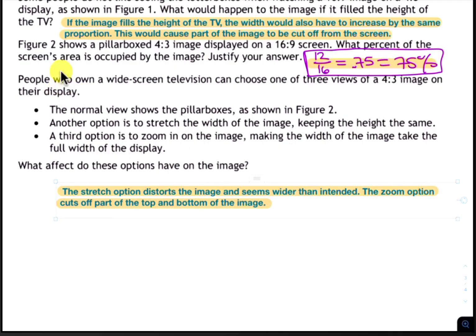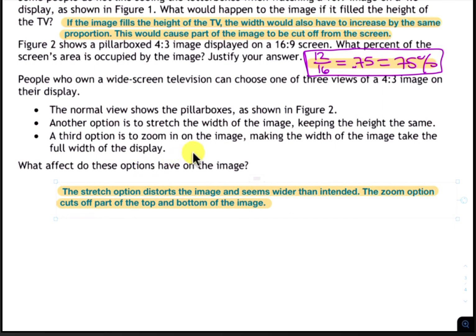And then we have a follow-up question. It says people who own a widescreen television can choose one of 3 views of a 4:3 image on their display. 1, the normal view shows the pillarboxes as shown in figure 2. Number 2, another option is to stretch the width of the image, keeping the height the same. And then the third option is to zoom in on the image, making the width of the image take the full width of the display. What effect do these options have on the screen?